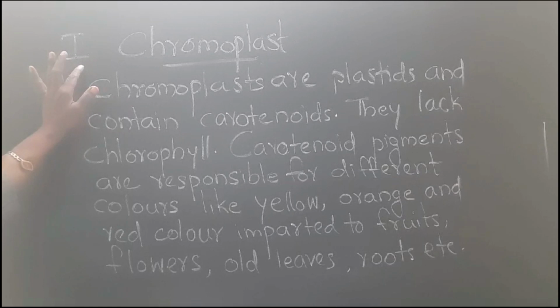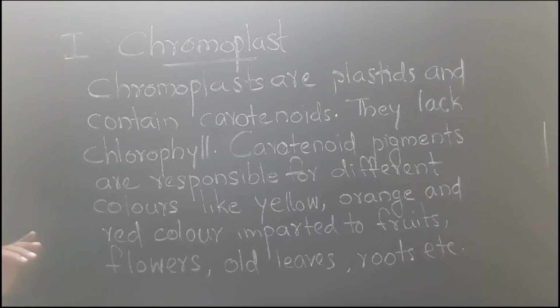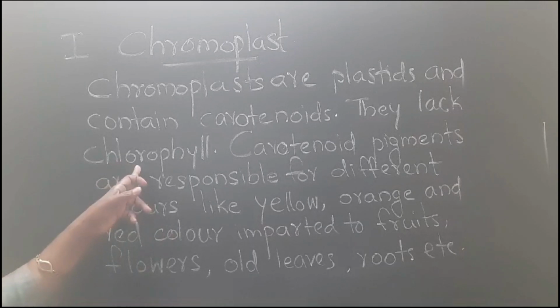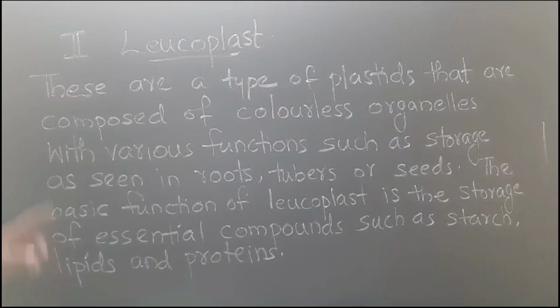Chromoplasts contain carotenoids. These carotenoids are responsible for imparting colors to fruits, flowers, old leaves, roots, etc. Except green color. Green color, why? Because it doesn't have chlorophyll in it. Number 2, leucoplast. First one we learned, that is chromoplast. Second one is leucoplast.